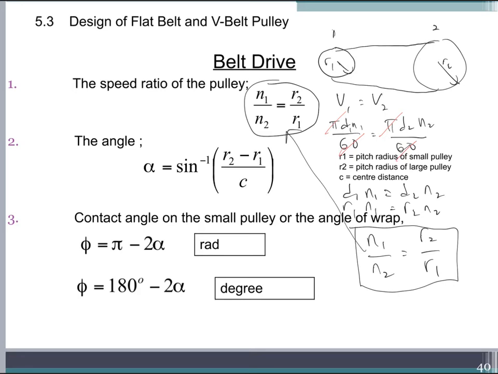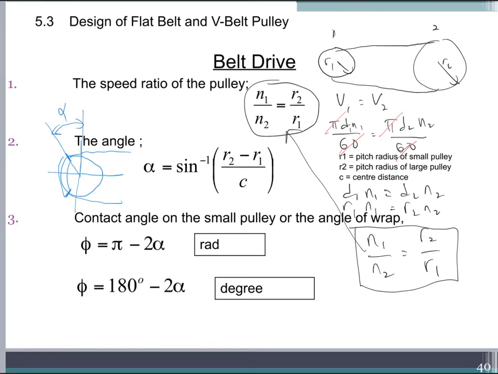Now let us consider, let's say, a small pulley here connected to a belt. Usually for a small pulley, the angle of contact is only between this and this area. So this is the angle of contact. The angle where the pulley and the belt are not connected, we can assume this is alpha.